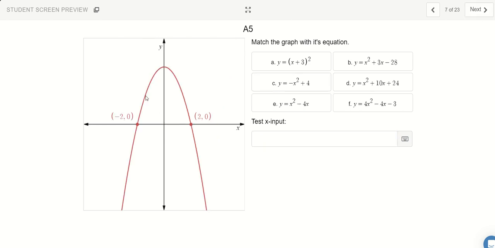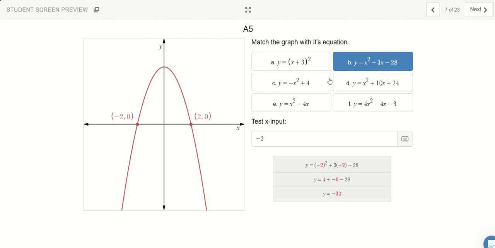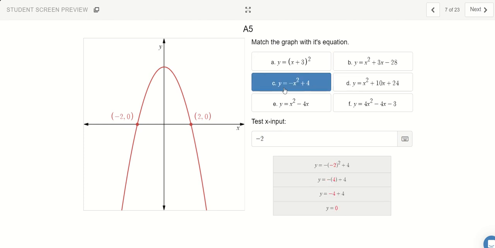All right, we have two more. Let's try plugging in -2 into our equation. Let's see which one answers. Oh, here's C. If I plug in -2, the height's 0. And when I plug in 2, the x-intercept's at 0, y equals 0. So it works for both of my points. So the equation for this graph is going to be equation C.